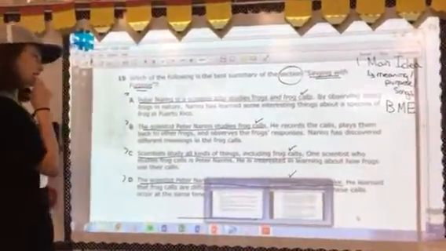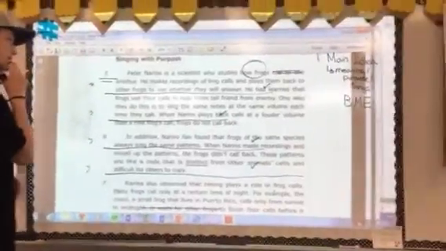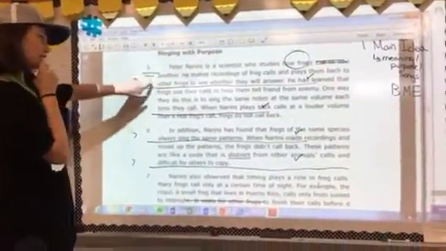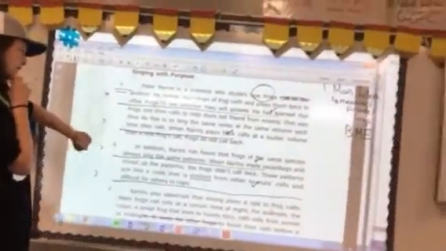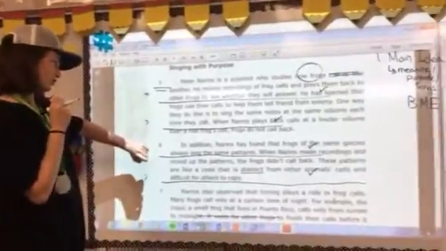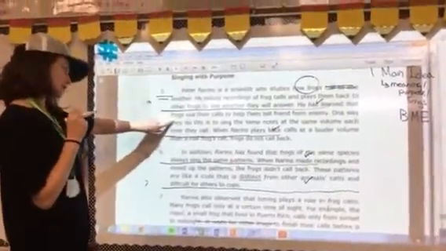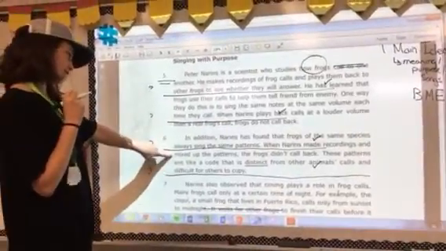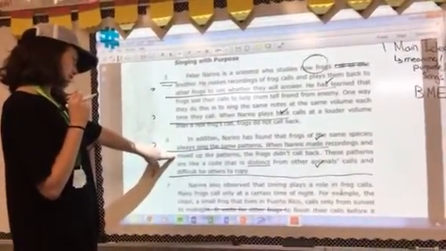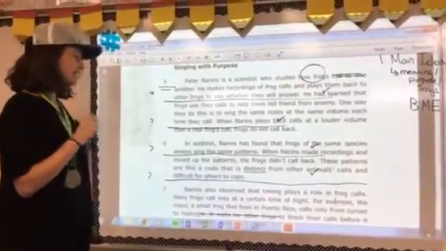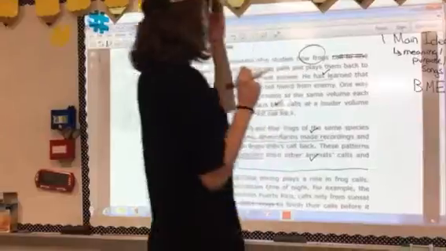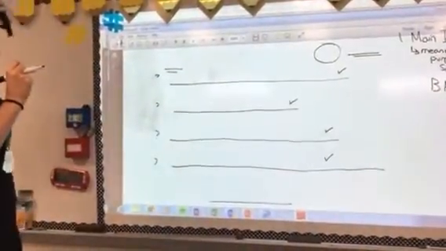Let's go back to our passage. Okay, I'm going to do a quick read through one more time. We know that he makes recordings of frog songs. He finds out what those songs do. He's telling us how he does his experiment. Here's another fact that he found out about frogs. And finally, another fact. So he's giving us more than one fact or detail about these frog songs. Let's go back to our answer choice and see what we can do now.